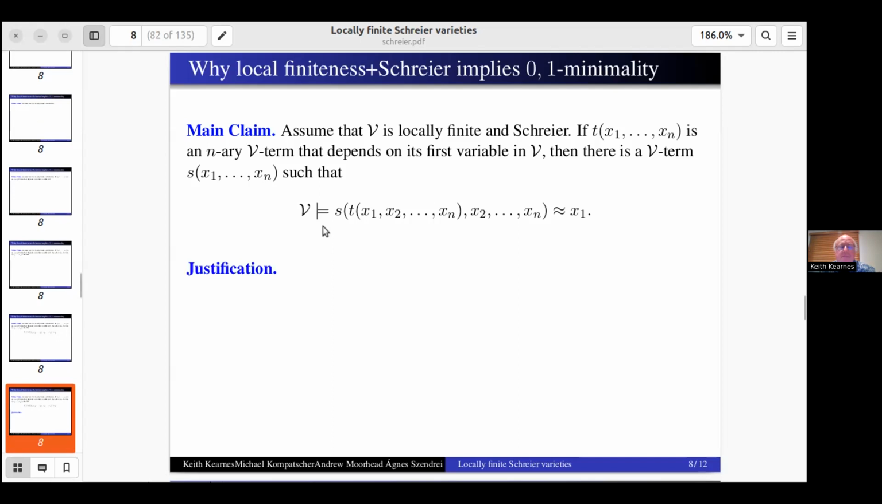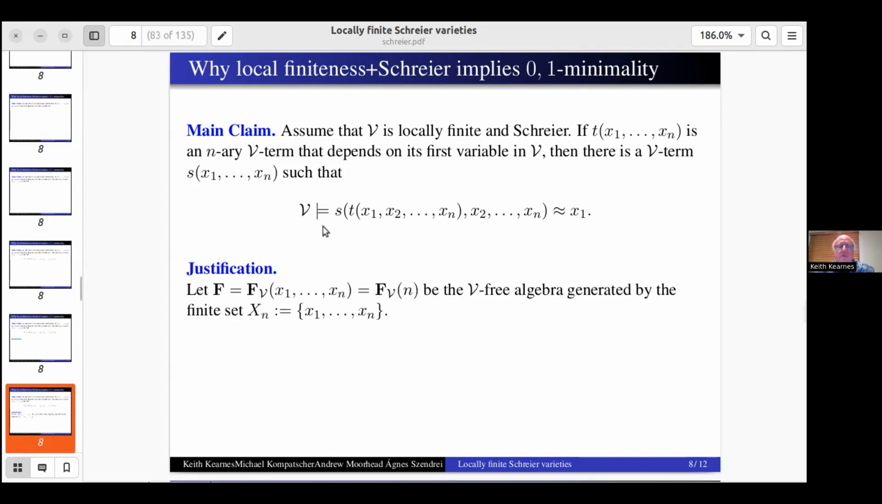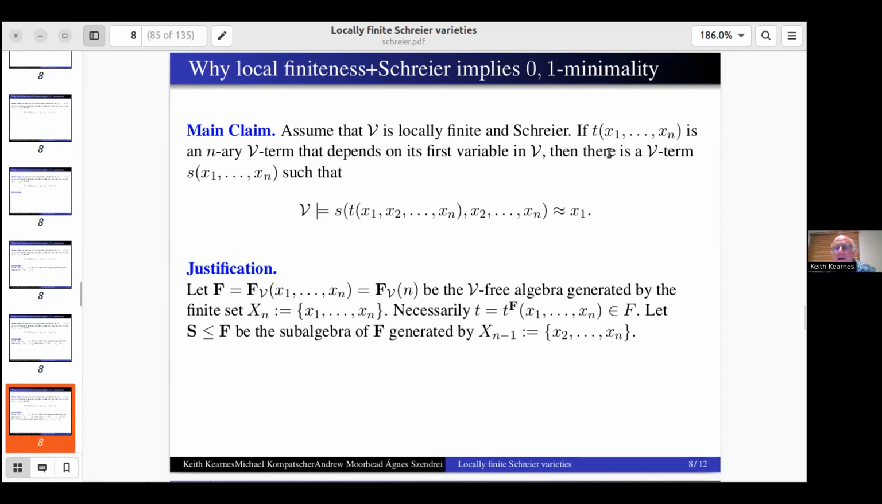So let's see why. I start with the n-generated free algebra in the variety. The n comes from the number of variables that appear in the term. Okay, the generating set I'll call capital X sub n. And now notice that if you take the term, you interpret it in the free algebra, and you apply it to the generators, it will generate an element little t of the free algebra. Okay, and I'm going to generate a subalgebra of the free algebra with all the generators except the first. So S is a subalgebra of the free algebra. It's generated by x2 up to xn.